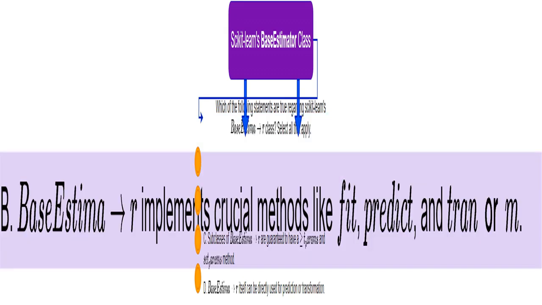This is incorrect. Base estimator doesn't actually do the fitting, predicting, or transforming. It only defines the interface for those methods. The specific implementations are done in its subclasses, like linear regression or standard scaler. It's like a blueprint specifying that a house needs to have rooms but not building the actual rooms itself.